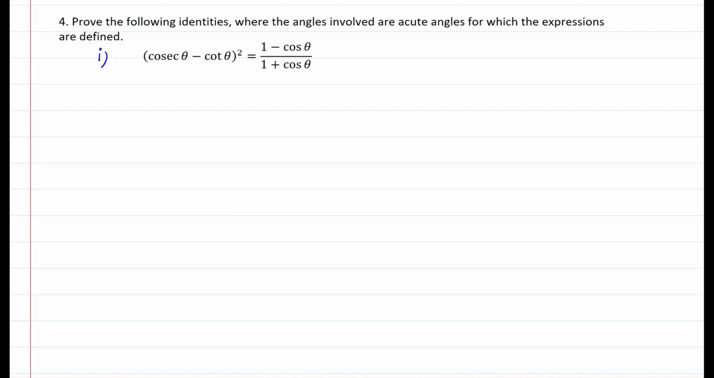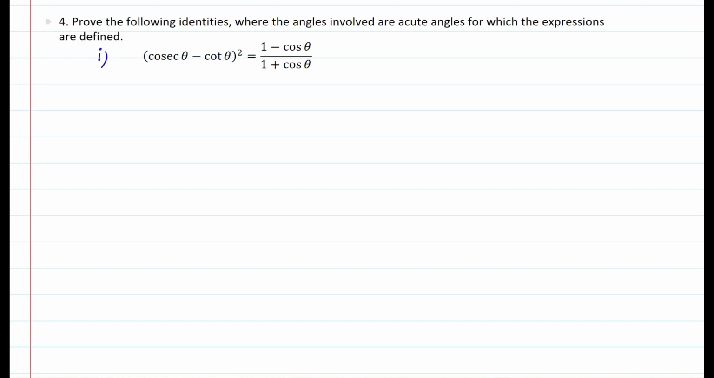In this video, we shall see question number 4, subdivision 1, where we prove that the following identities, where the angles involved are acute angles for which the expressions are defined. Okay, they say the angles are acute angles. What is the meaning of acute angles? Acute angles means these expressions lie in the first quadrant. In the first quadrant, all are positive. Suppose you have to take the square root of any one of the answers and you get plus or minus root of something, then just ignore the minus sign. Just go only with the plus sign. Okay, that's the meaning of acute angles.